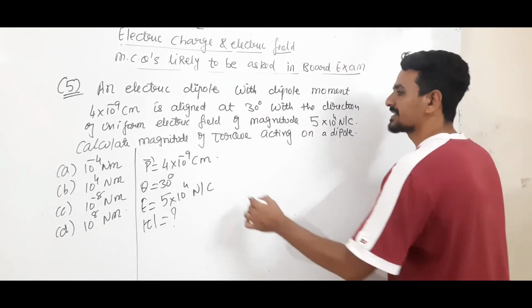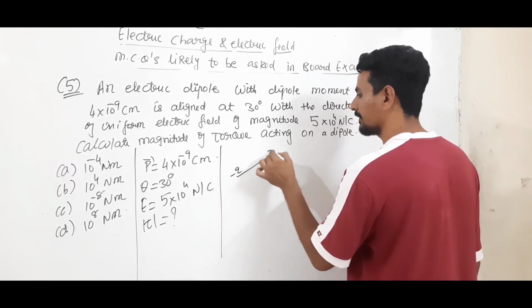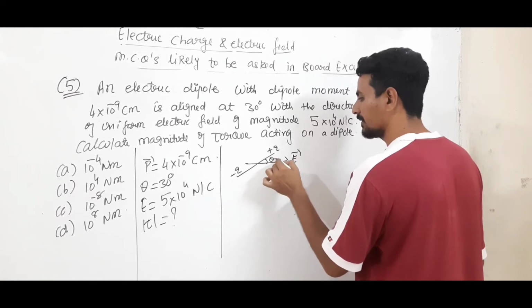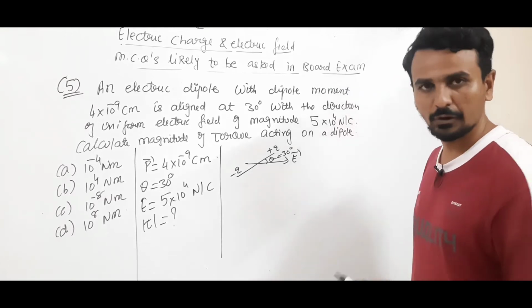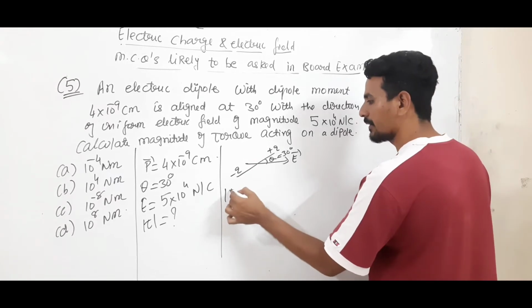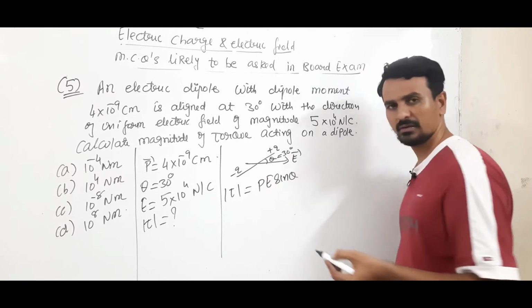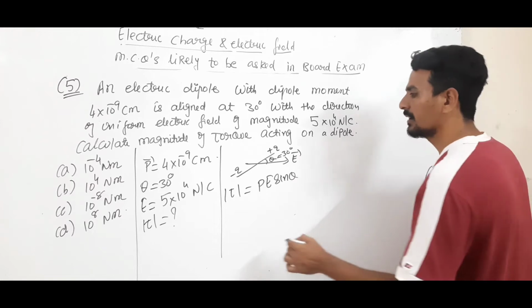So dipole is placed at an angle of 30 degree. This is how the dipole is placed, minus q, plus q. This is electric field, and this is theta, which is given as 30. You have to calculate the magnitude of torque. Fine. So magnitude of torque is pE sin theta. Torque is equal to p cross E. So it will be pE sin theta.